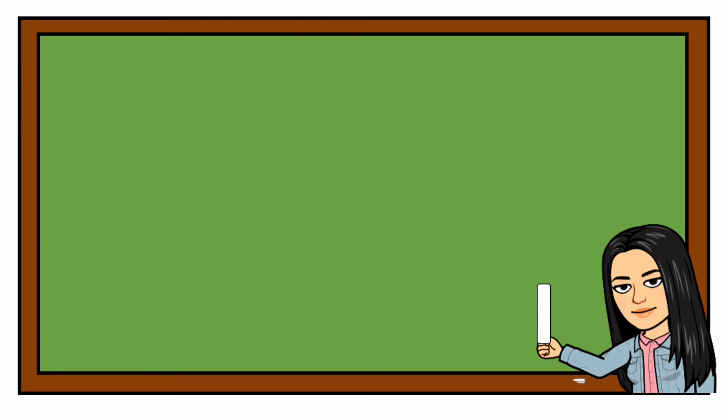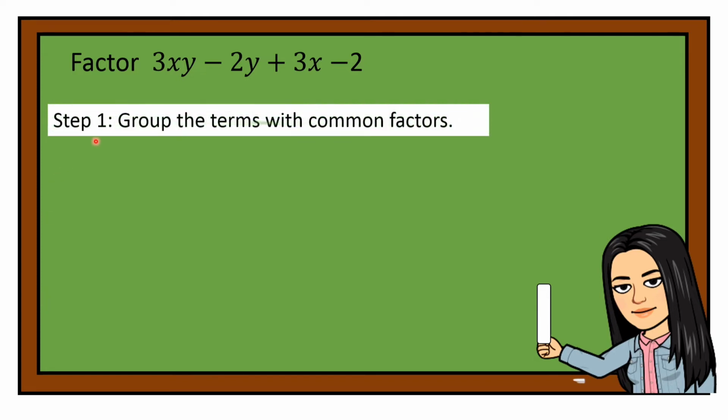Another example, factor 3xy minus 2y plus 3x minus 2. First, group the terms with common factors. Our first group is the quantity 3xy minus 2y, plus the second group, the quantity 3x minus 2.